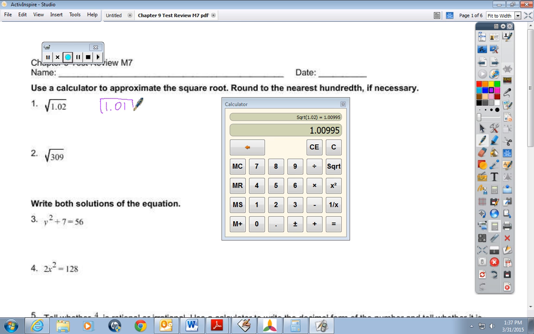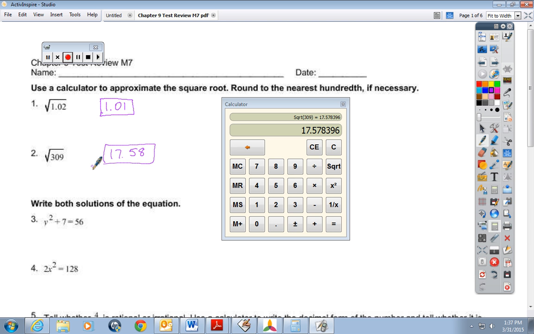So the answer to this one is 1.01. Was it completely wrong to do 1.0? Half credit. And then on number 2, same thing. I type in the number first and hit the square root sign. So I'm rounding to this place value spot, so it's going to end up being 17.58. If we have 17.59, is that wrong? Half credit, because we've got to know where and how to round.